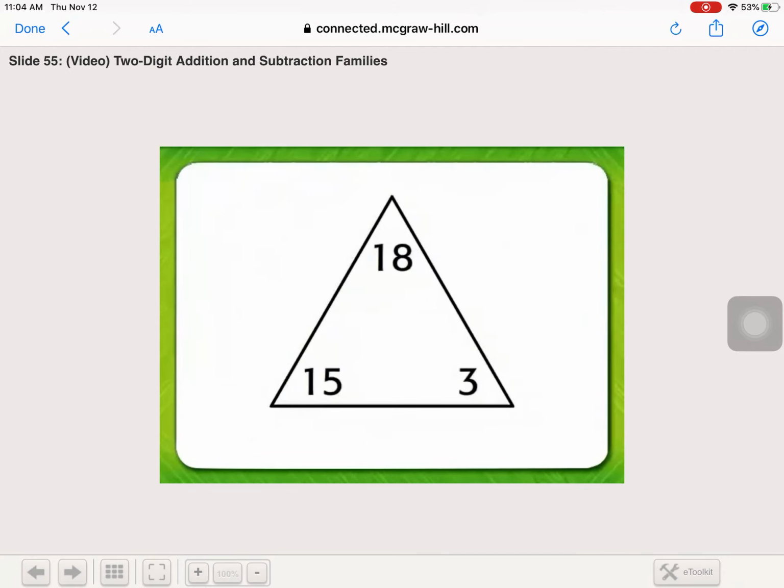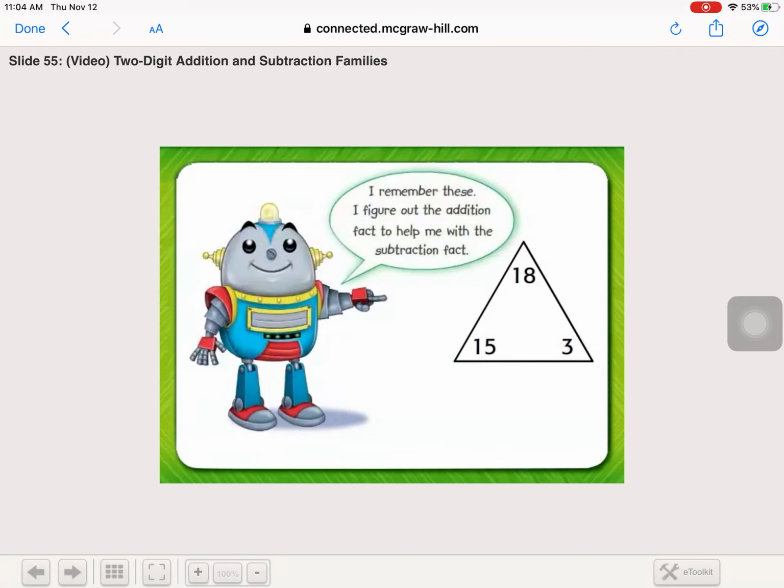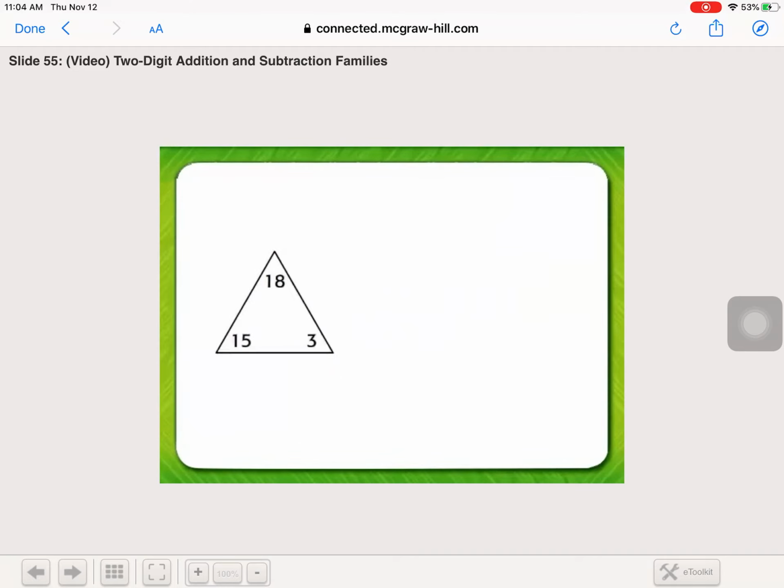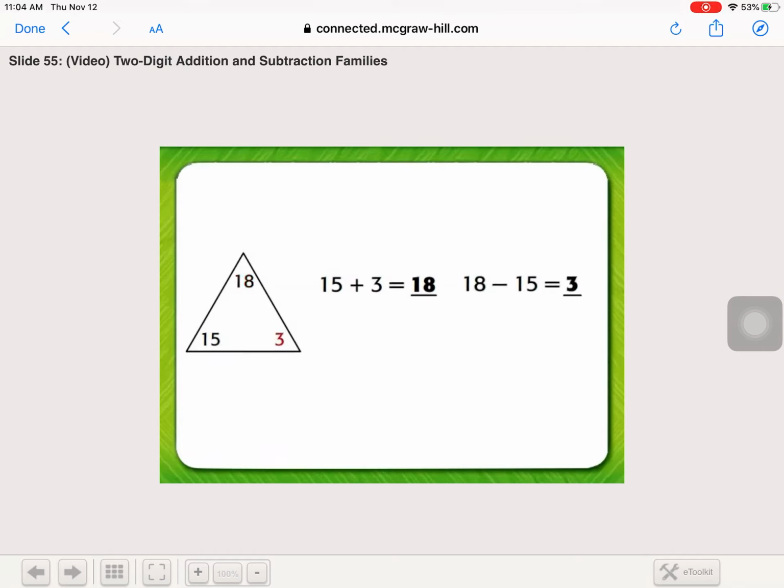The numbers in this addition and subtraction family are 18, 15, and 3. 15 and 3. I remember these. I figure out the addition fact to help me with the subtraction fact. That's right, Matthew can do. We know that 15 plus 3 equals 18. So 18 minus 15 equals 3.